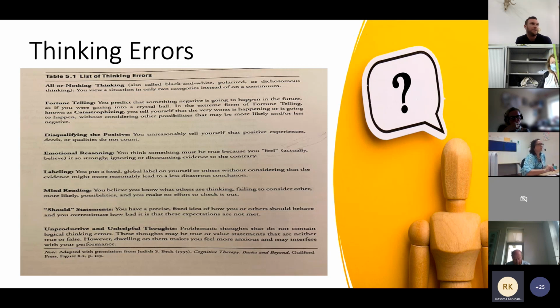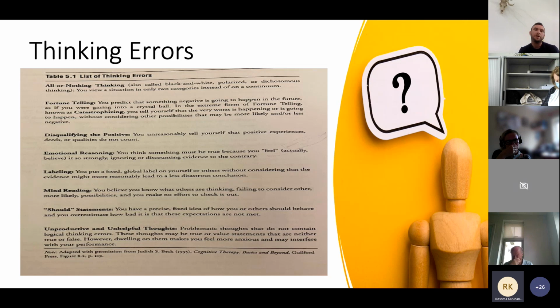So once a client has spent time with you and the two of you understand some of their difficulties, then it's important to help them to understand some of the common thinking errors that people who have social anxiety may have. And here's a list of lots of things which people might do. All or nothing thinking. What that basically means is that people think that situations are going to go two ways, right or wrong, and there isn't any grey area. So it's quite one-dimensional like that.